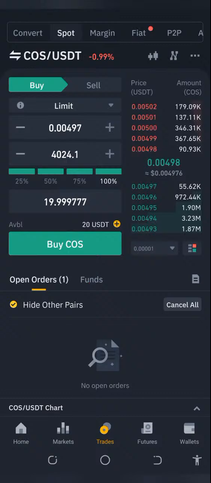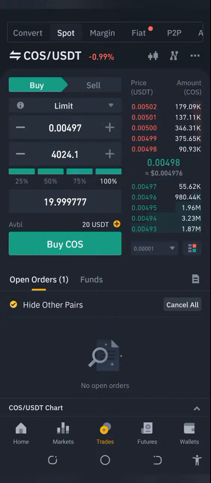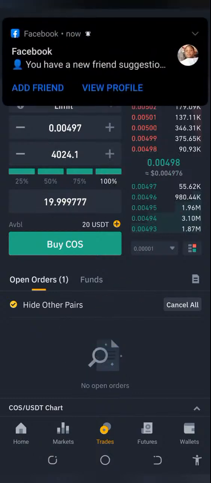Now, I've just given you a quick summary of how this works in triangular arbitrage, in inter-exchange arbitrage, and also in spot trading. These may look like summaries, but if you really want a full hands-on explanation on what to do, all you have to do right now is click on the link in the description and you'll be chatting with me.